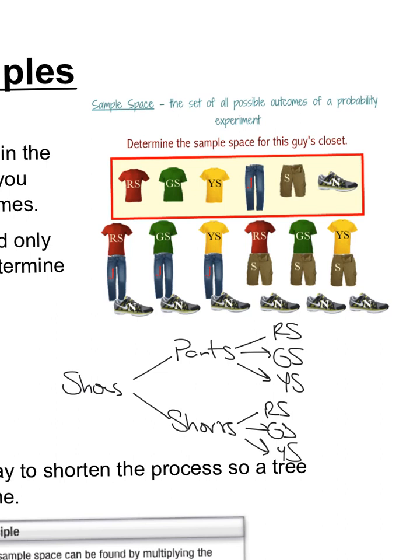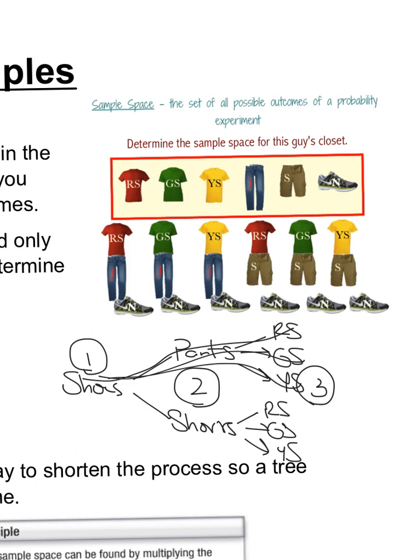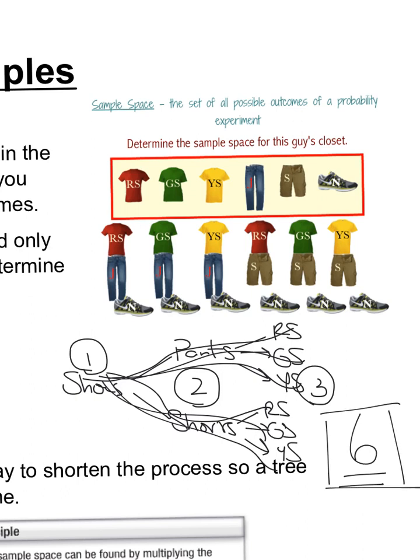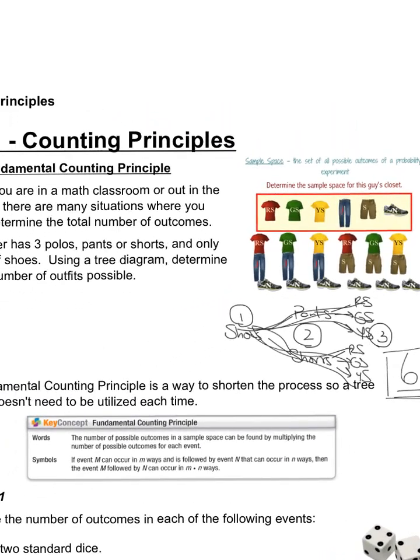So if we have one pair of shoes, we have two pairs of shorts or pants, two bottoms, if you will, and then three tops. If you notice the total number of outcomes, we can have 1, 2, 3, 4, 5, 6 total outcomes is our answer. So the question is, do I really need to draw a tree diagram every time? And the answer to that is no. And that's what the fundamental counting principle says, you guys.